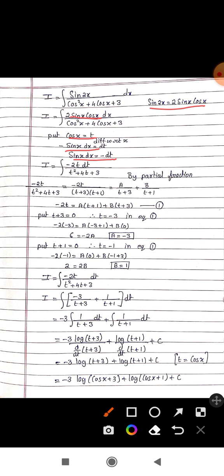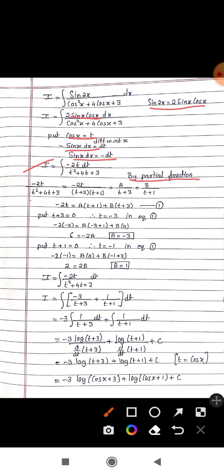Now instead of cos x, substitute t, and sin x dx will become minus dt. So I is equal to integration of minus 2t dt upon t square plus 4t plus 3.